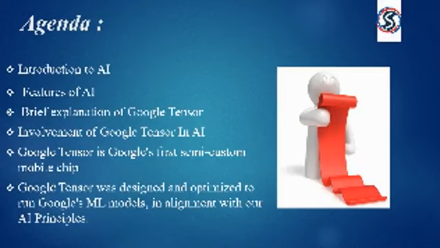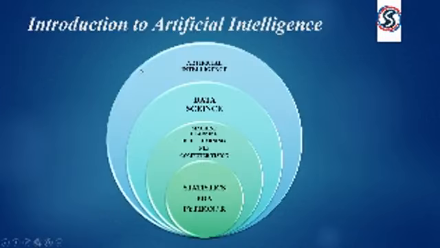This is a very long sentence. If I brief it out, it is about how Google Tensor is a milestone in AI and machine learning nowadays, and what the real-time use cases and features of Google Tensor are that we are going to discuss. So without wasting our time, let's get started with our first topic, the introduction to artificial intelligence.